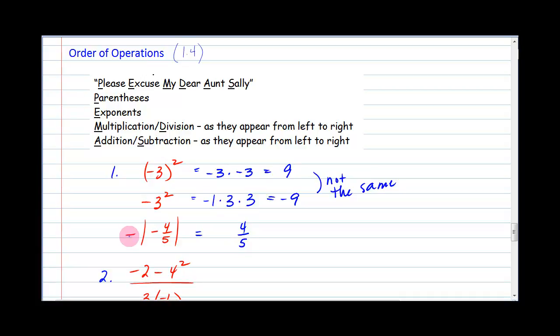But I have this pesky little negative sign hanging out on the outside, which is really almost multiplication. I am multiplying a -1 times that. So the answer would be -4/5. This -4/5 came about because I had to multiply by the negative sign on the outside. So we treat absolute value signs almost as parentheses. We have to evaluate what's in the parentheses before we can multiply or divide.